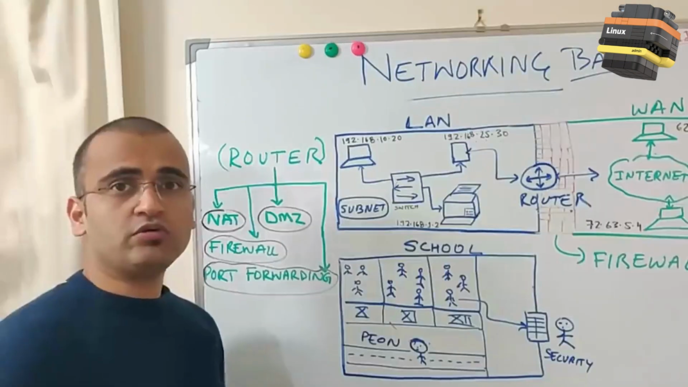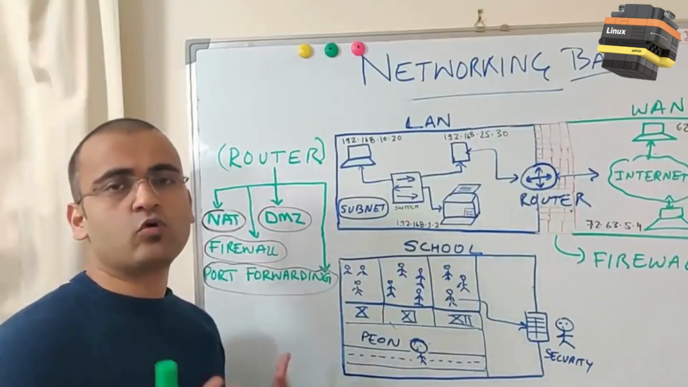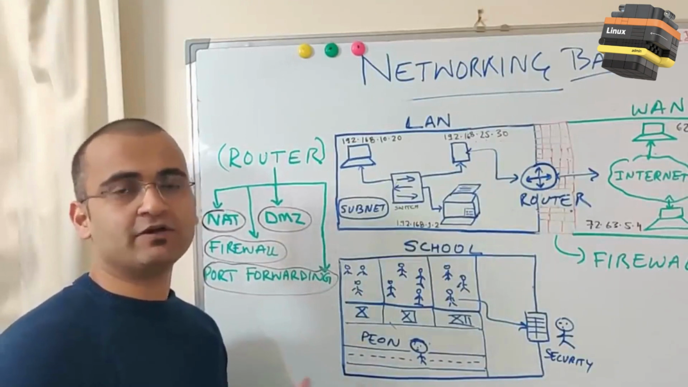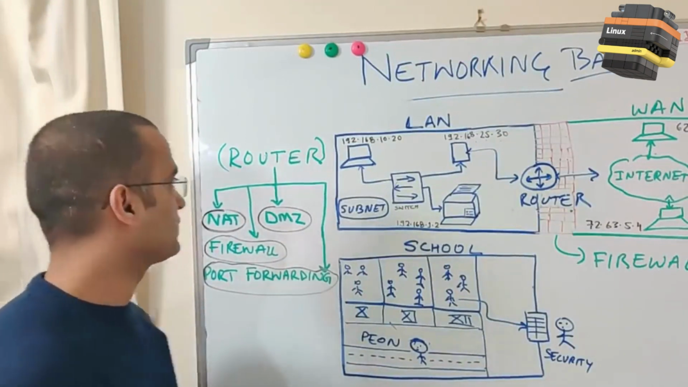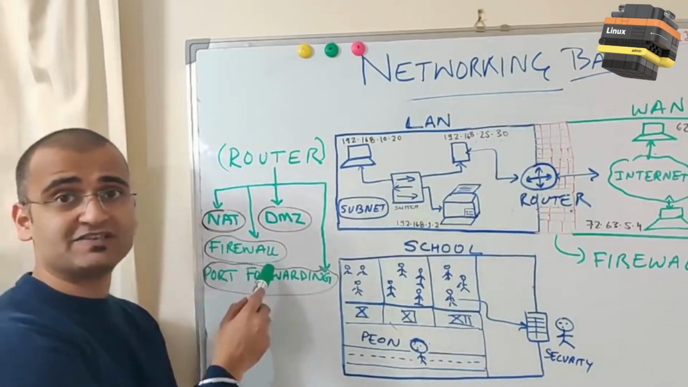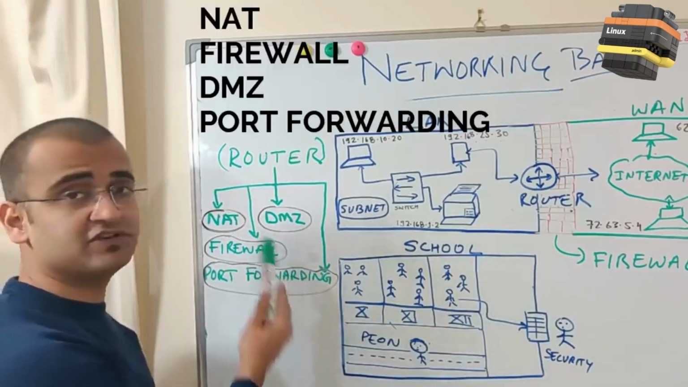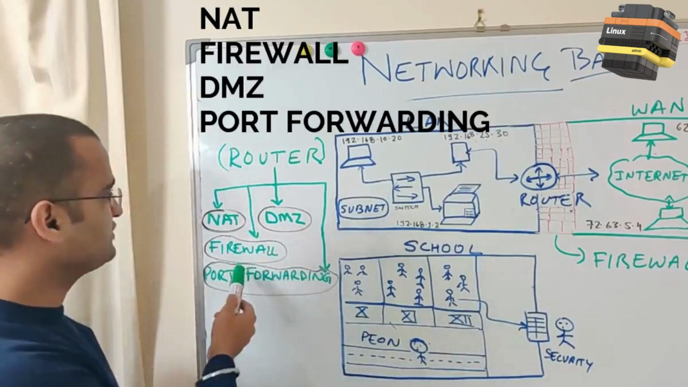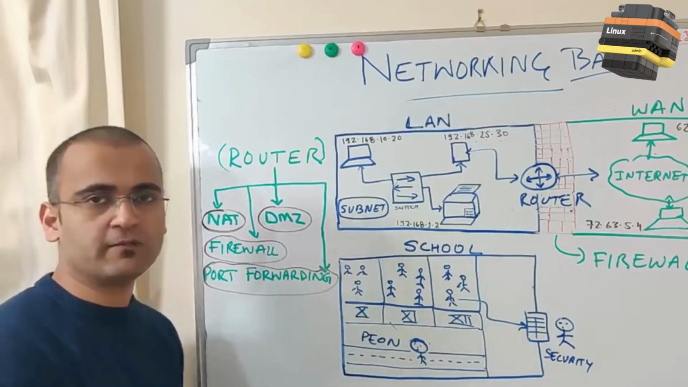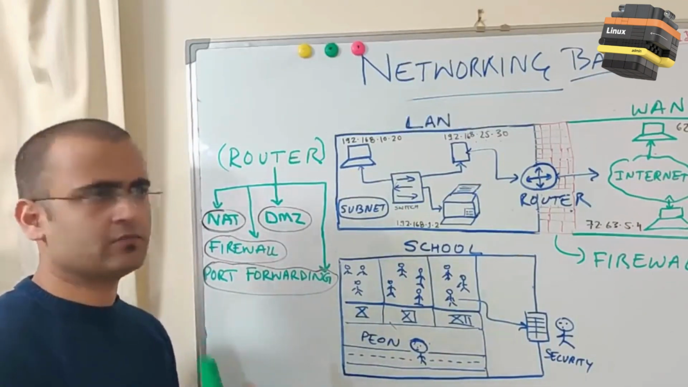So let's start. A router basically has 4 core functionalities which it has to deliver as a gateway device. First is NAT, which is network address translation. Second is DMZ, which is demilitarized zone. Third is firewall, and fourth is port forwarding. These are all interrelated. We'll understand how.